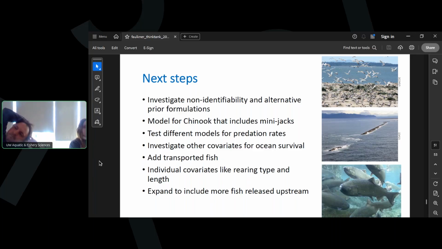And then I'm potentially including length and hatchery versus wild. Those would be things to add, definitely rearing type, I think.